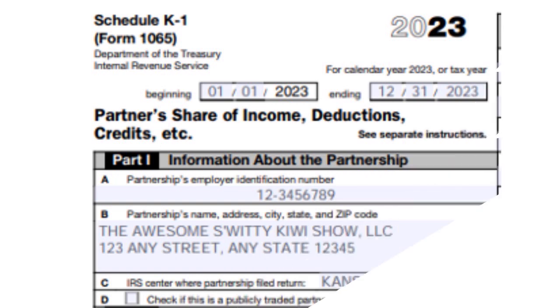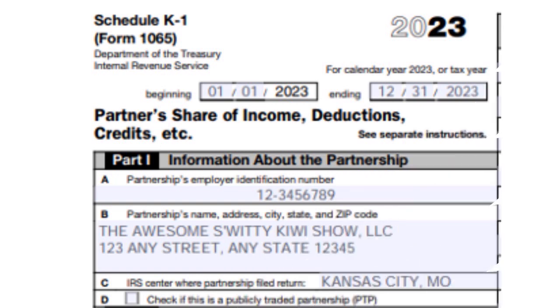In Part 1, you have to put identifying information about the partnership. So first you have to put the partnership's EIN. The EIN can be seen on any correspondence that you have with the IRS. Not a problem there. Then you have to put the partnership's name, address, city, state, and zip. Also not a problem there.